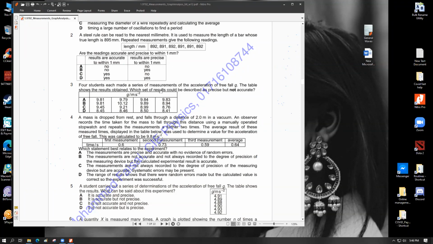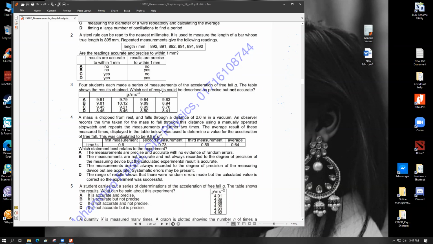My bad. So we have the time over here for the same height fallen by a solid object within a gravitational field in a certain location. But well, for whatever reasons, we have very different values. So the first measurement gave us a value of 0.6 second. The second measurement gives us 0.73. The third measurement gives us 0.64.